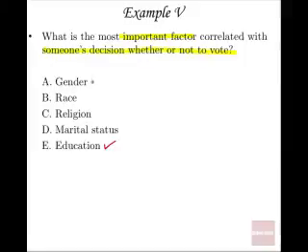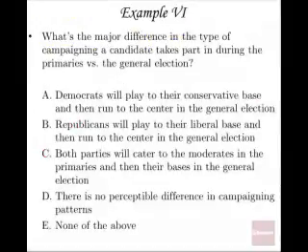Sure, gender is important, so is race, religion, marital status. These are all factors, but most data show that it's really the level of education. A college graduate, a PhD, is much more likely to vote than a high school dropout, just the way it is. And the final example is, what's the major difference?